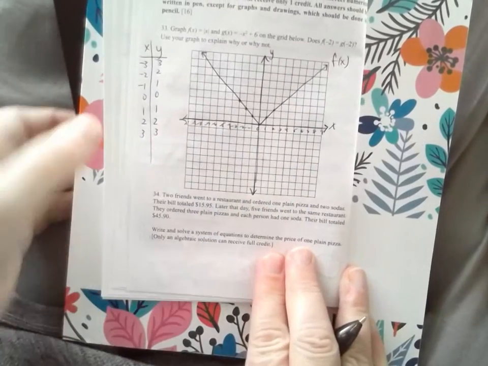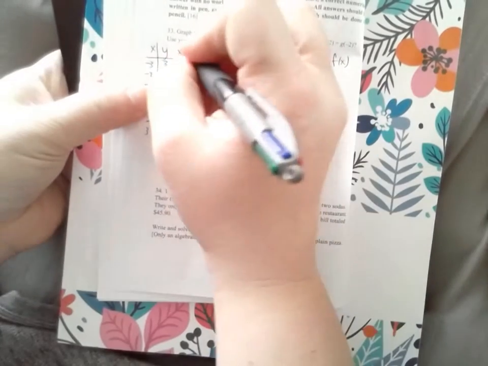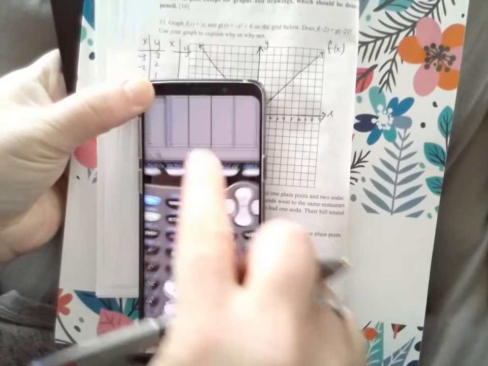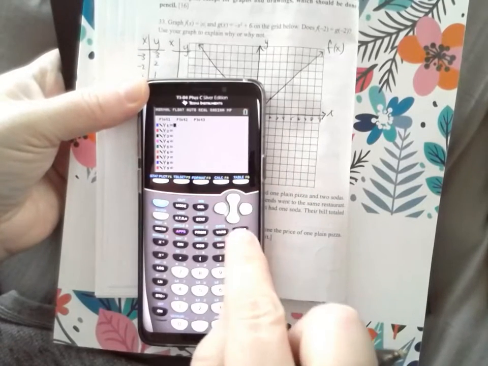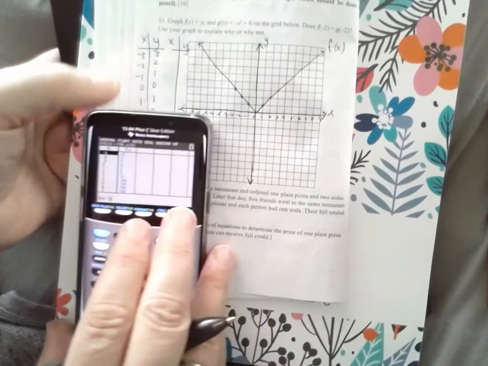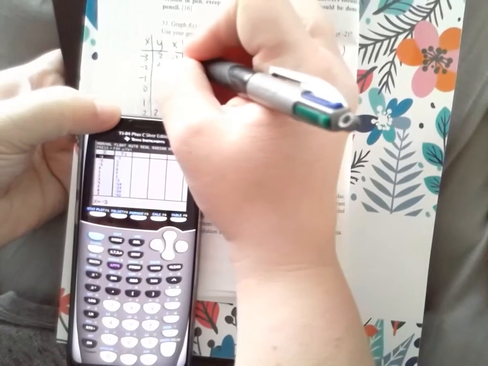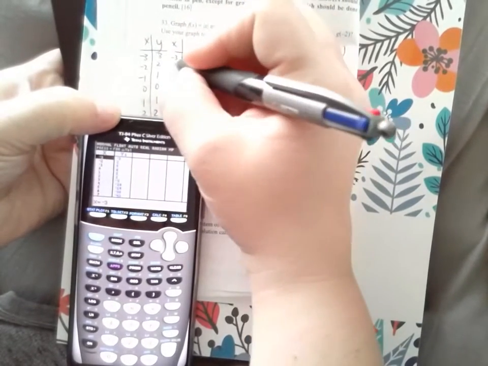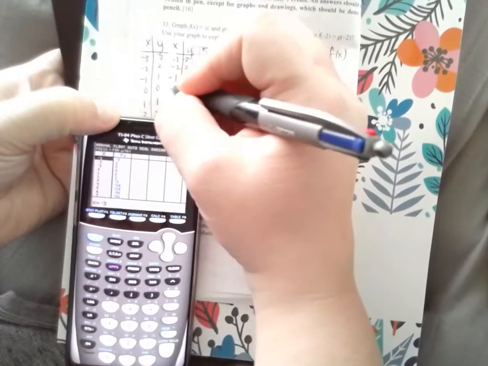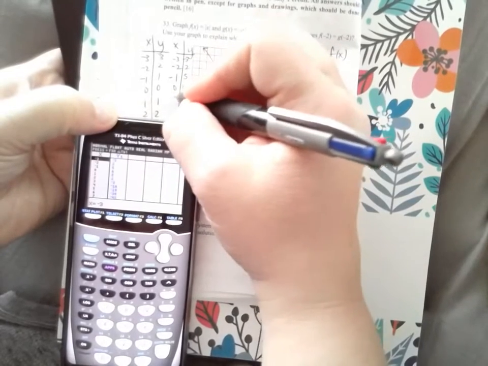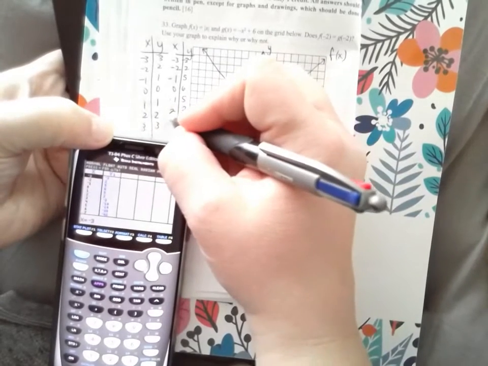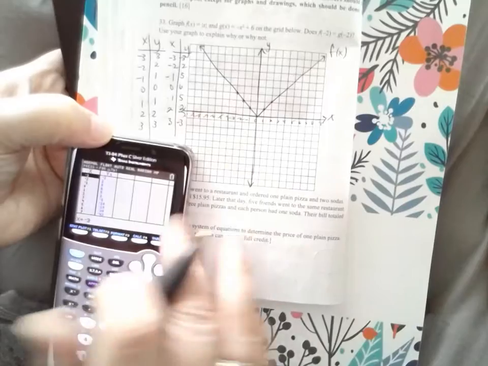Okay. G of x is going to be its own set of values. So I'm going to type that one in now. -x squared plus 6. Copy the table. At -3, it's 3. Sorry, at -3, it's -3. At -2, it's 2. At -1, it's 5. At 0, it's 6. At 1, it's 5. At 2, it's 2. At 3, it's -3.